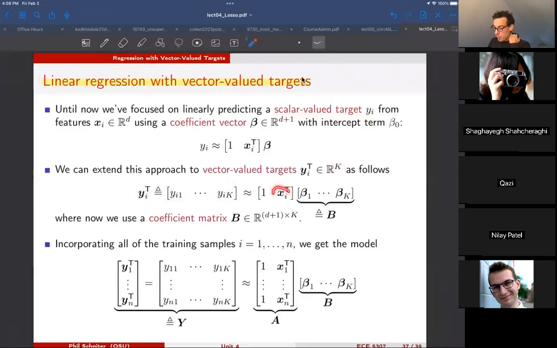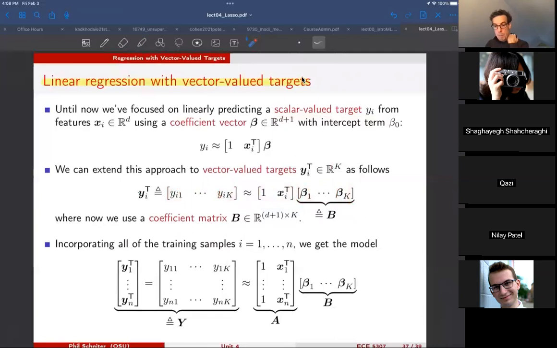Similarly, the features that we always have for the ith sample are going to be stuck in this row vector x_i transpose. And now we're going to try to predict all these things from these features. Doing so requires that we are going to have different vectors of beta. So this first vector of beta coefficients will be in charge of predicting the first target, the second one in charge of predicting the second target, all the way to the last one predicting the last target. So that's how we're going to extend it. We're going to have different vectors that we're going to learn altogether.